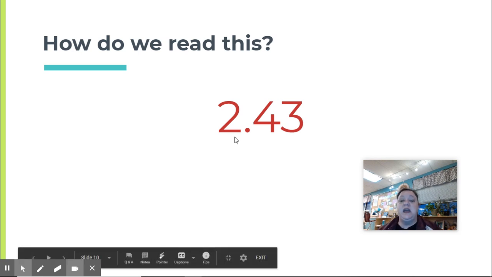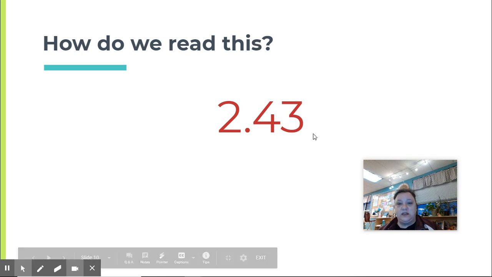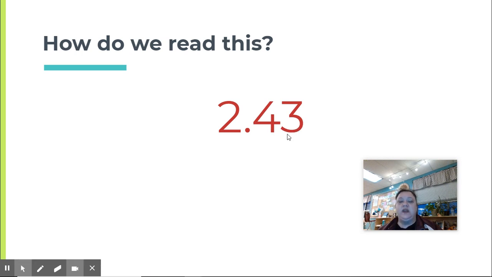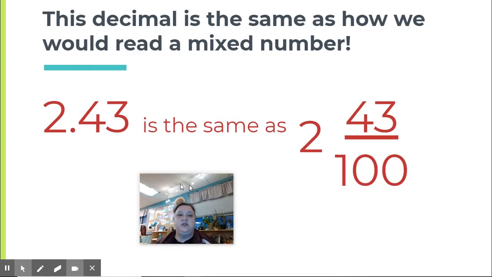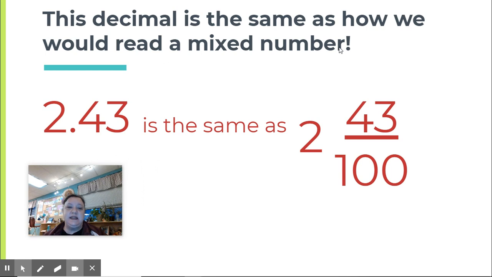So this would be 2 and 43 hundredths. This 43, you read it just like if it were 43 just by itself, but then you have to put on the place value of the last digit here. So this decimal is the same as how we would read a mixed number. 2 and 43 hundredths. This is 2 and 43 hundredths.